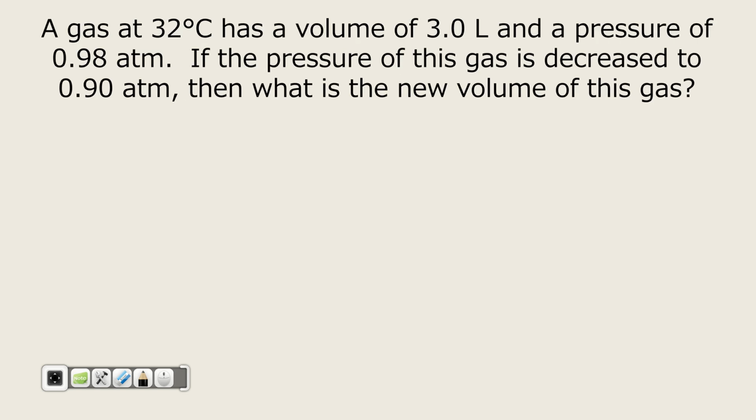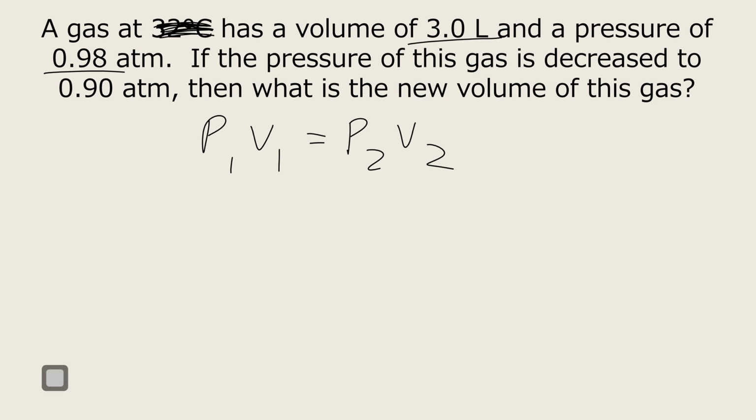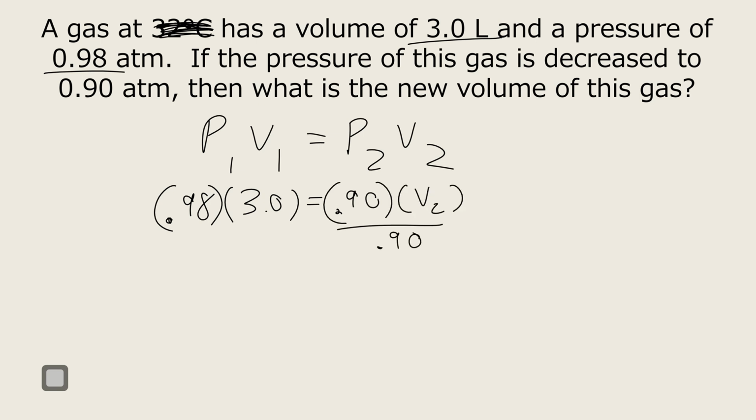All right, a gas at 32 degrees has a volume of 3 liters and a pressure of 0.98. If the pressure of this gas is decreased to 0.9, then what is the new volume? So once again, I have two pressures and I want two volumes. The temperature doesn't matter. P1V1 equals P2V2. I'm starting with 3 liters at 0.98. That's the only other area people will mess up on, is they don't match up the right numbers. 0.98 is being multiplied by 3. My final pressure is 0.9, and I want V2. Divide by 0.9. So 0.98 times 3 divided by 0.9. V2 is equal to 3.3 liters.